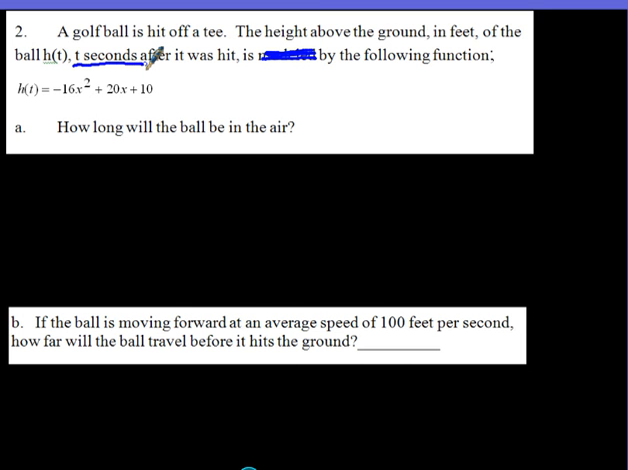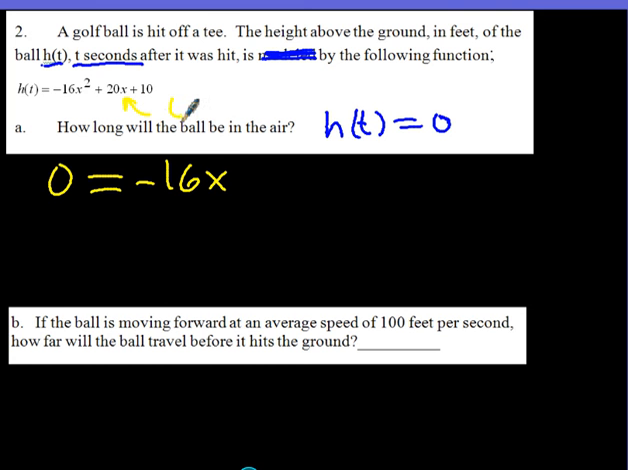What's the height of the ball? H of t. Well, it'll be in the air till it hits the ground. So I want to know when h of t is 0, right? When is the height 0? So 0 equals negative 16. Oh, look at you, Mr. Late. X. I used X. That should be a T. That's not confusing. Sorry about that one.